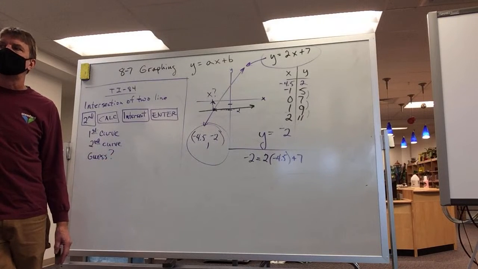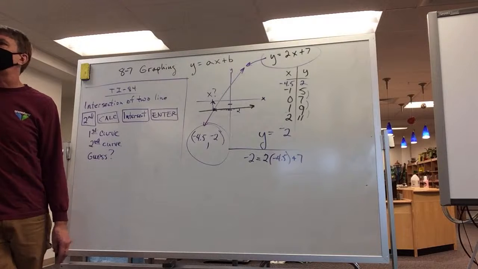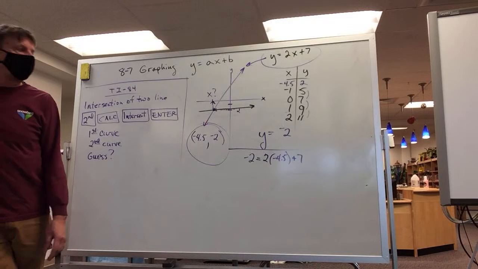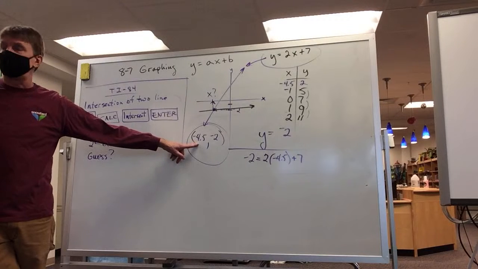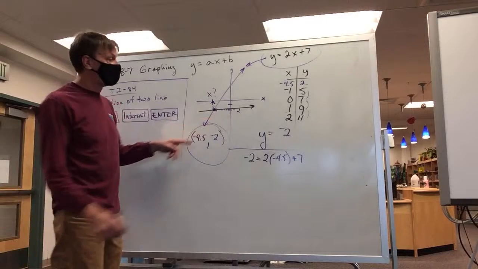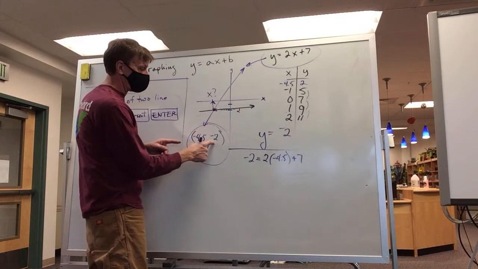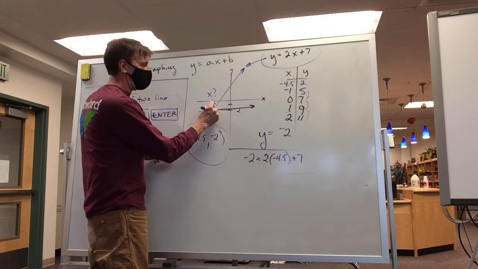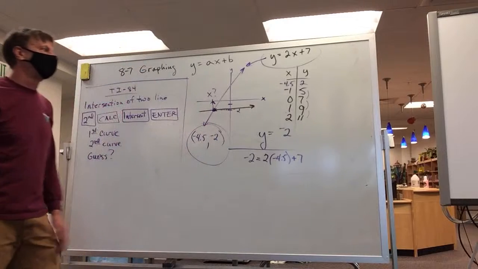Why do we need the 4.5? Sorry, say that, please? Why do we need the 4.5, or is that just a number? Well, that's not just a number. That's what your calculator said the intersection of these two lines was. So your calculator said that this point here is that location. Yeah, okay.